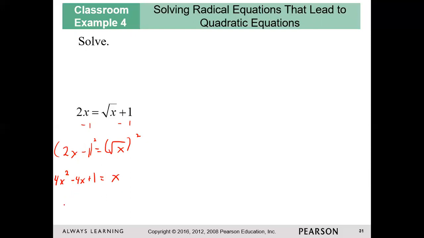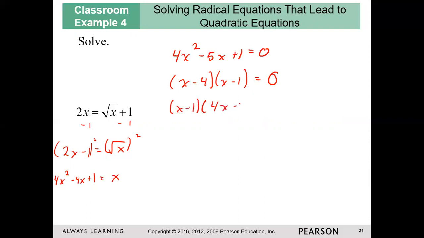Move everything to the same side of the equation. So that's going to give us 4x squared minus 5x plus 1 is equal to 0. And we check to see if this is factorable, which it is. My factors are x minus 4 and x minus 1, which is equal to 0. And again, my a value is 4, so I've got to scale these down. So x minus 1 and then 4x minus 1 is equal to 0. And now we can solve these. So we get x is equal to positive 1, and we get x is equal to 1/4.